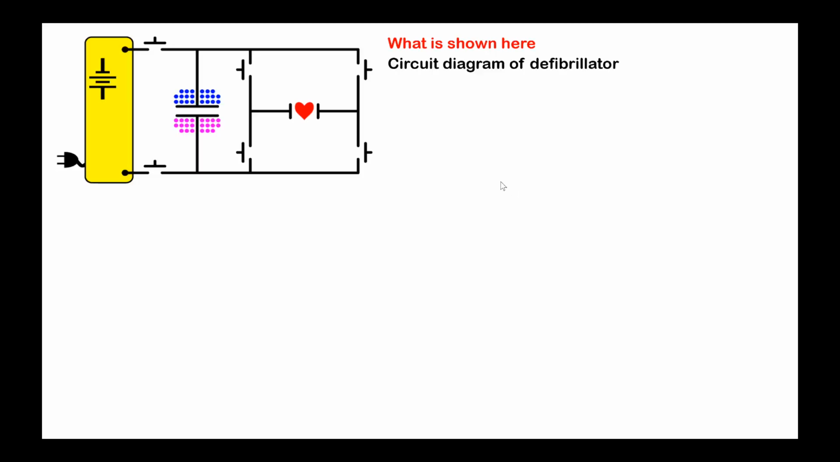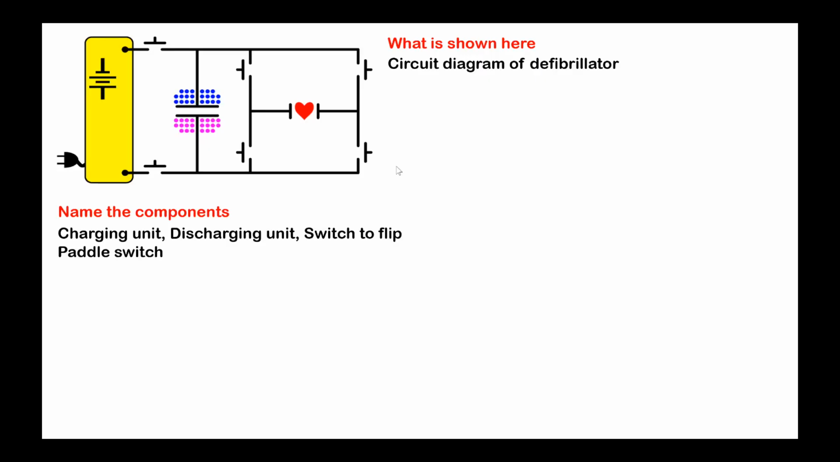The circuit diagram of a defibrillator. Name the components of a defibrillator. Okay, there is a charging unit, there is a discharging unit. There is a switch to flip from charging to discharging, and there is a paddle switch. These are the components.